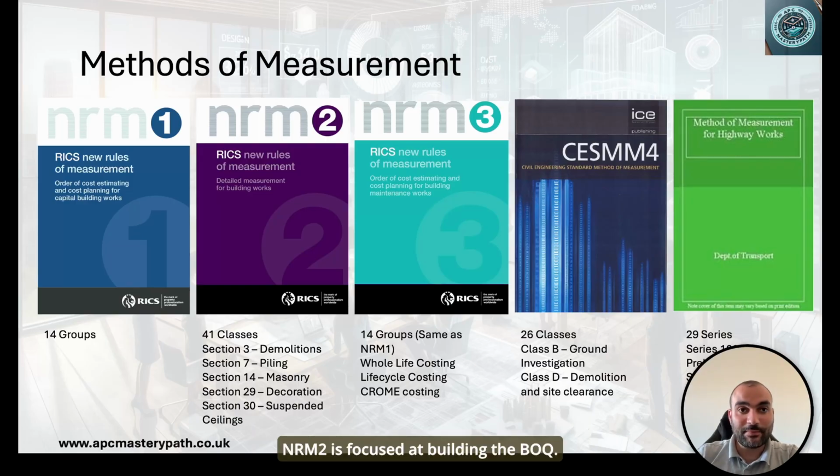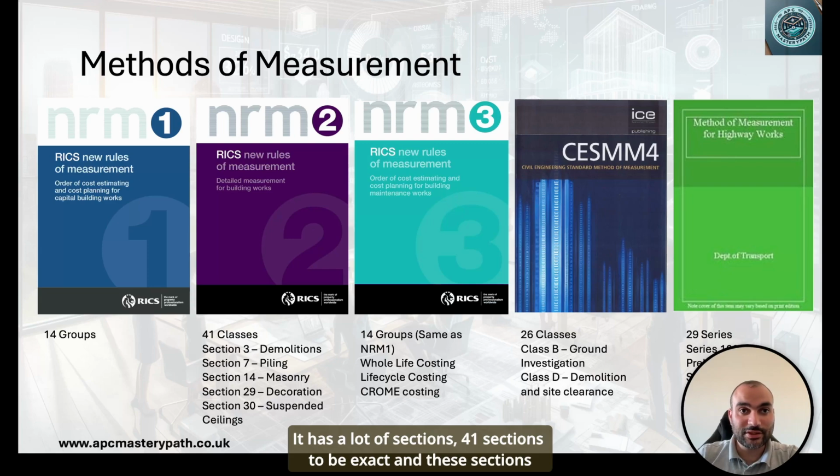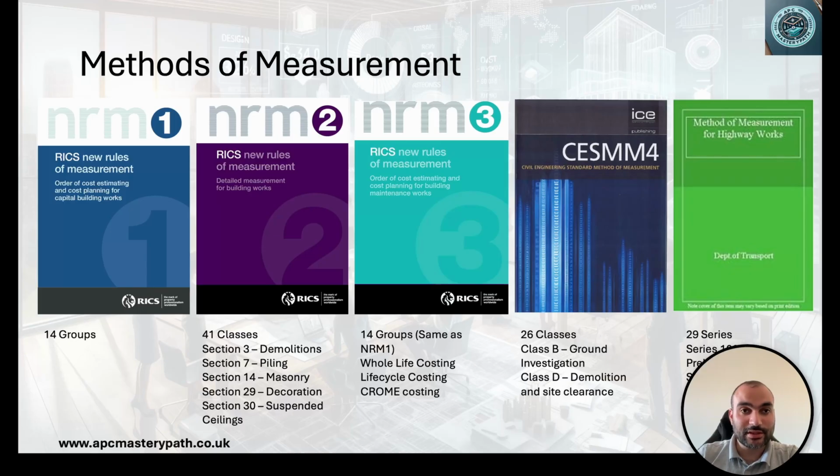NRM2 is focused at building the BOQ. Contractors use it more than consultants. It has a lot of sections, 41 sections to be exact, and these sections they extend to demolitions, piling, suspended ceilings, decorations, pipe works, and lots of other sections.